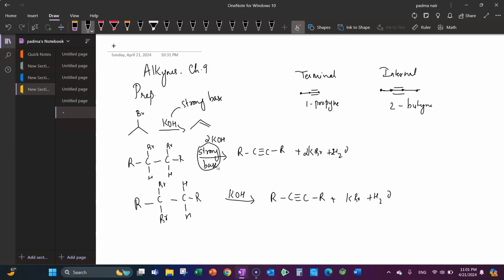The other base which you can use, an example of another strong base, is NaNH2, sodium amide. So this is also a strong base which can be used for the preparation of alkynes.